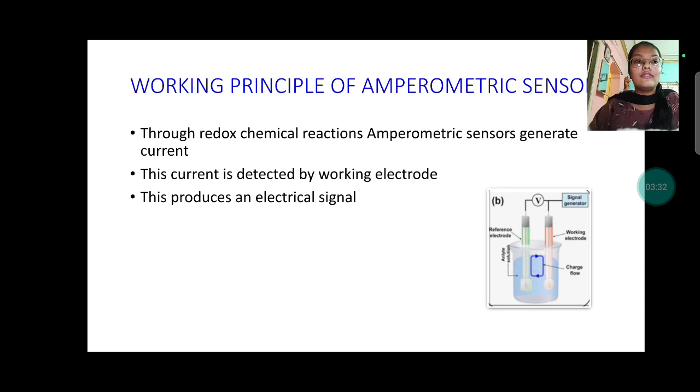Working principle of amperometric sensors. Through redox chemical reactions, amperometric sensors generate current. This current is detected by the working electrode. This produces an electrical signal.